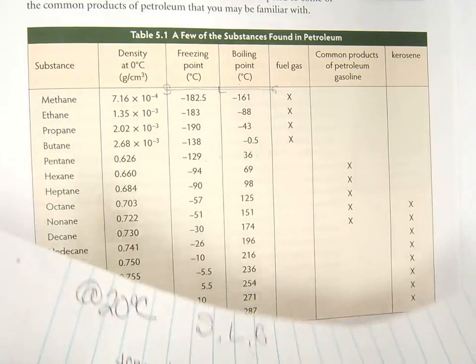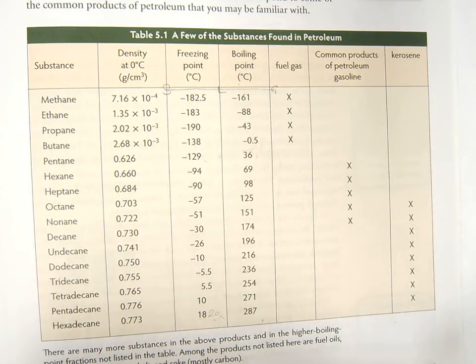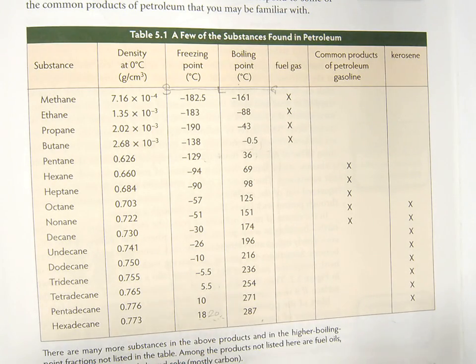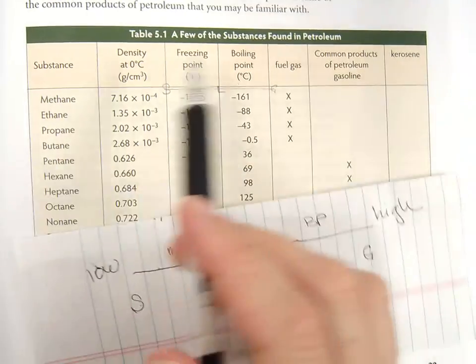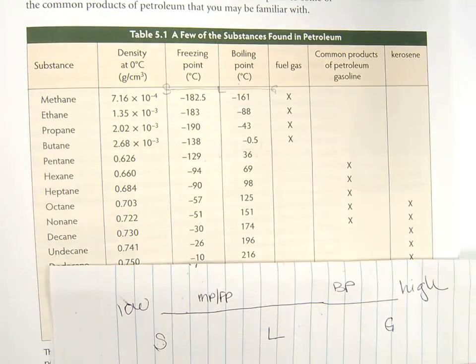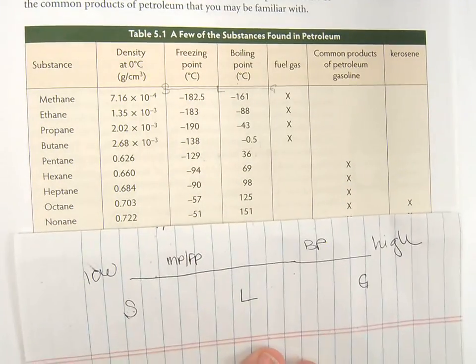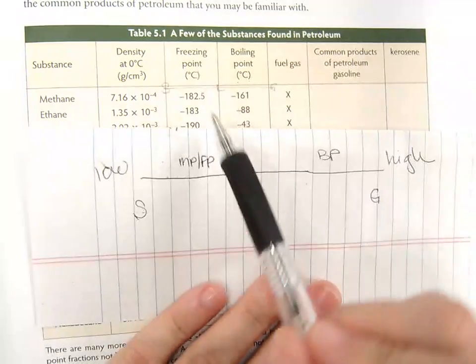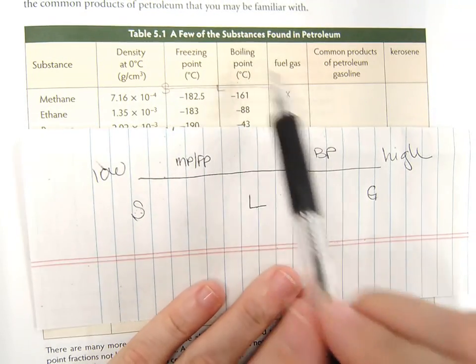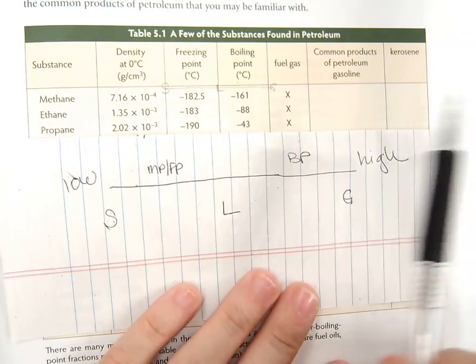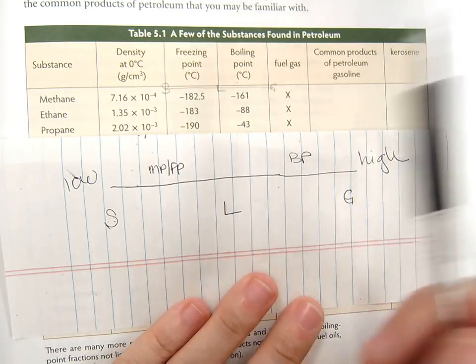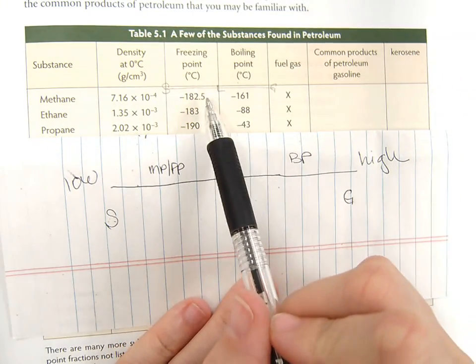I'm going to fold this in half. So we're looking at 20 degrees. Basically we're going to go through all of these and figure out what state of matter each of these substances will be at 20 degrees. Here's my freezing point and then my boiling point. Here's my boiling point there. So there's our timeline.